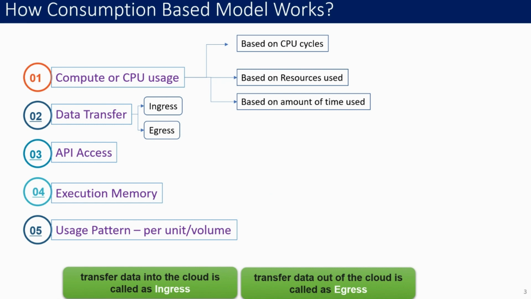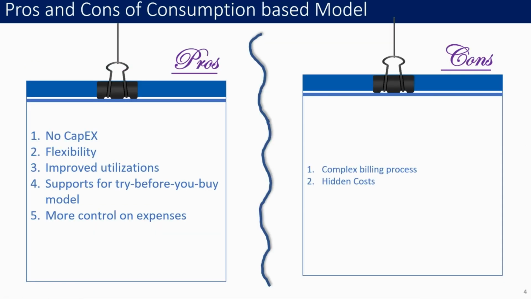So these are the different types of consumption based model available in present cloud service provider models, be it Azure or AWS. The next section is pros and cons of the consumption based model. Let's first take the advantages. Number one, it reduces or completely eliminates the upfront capital expenditure. Since you are going with a cloud service provider, there is no need for procurement of servers, setting up a data center, network, switches, and so forth. And so there is no CapEx involved, and it's a huge saving for the customer.